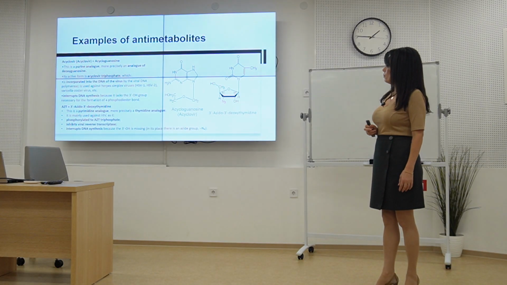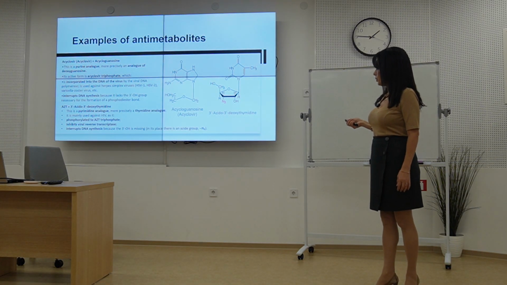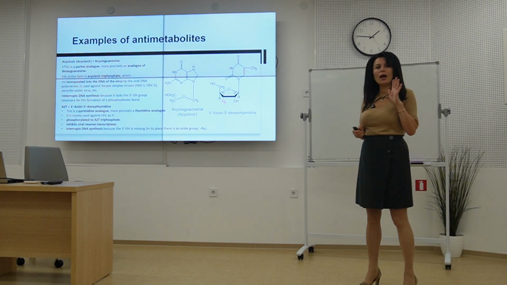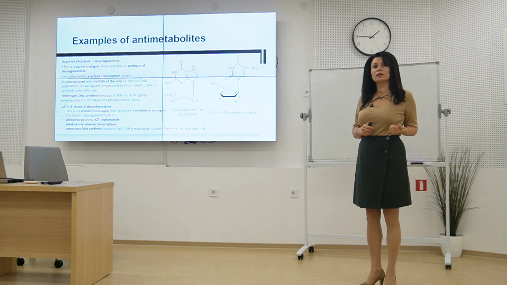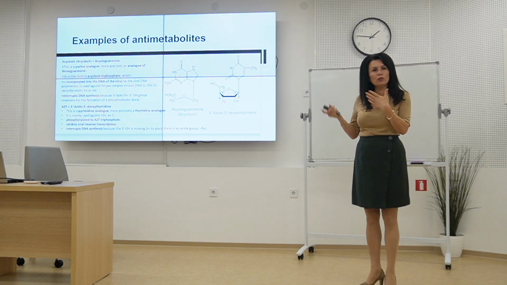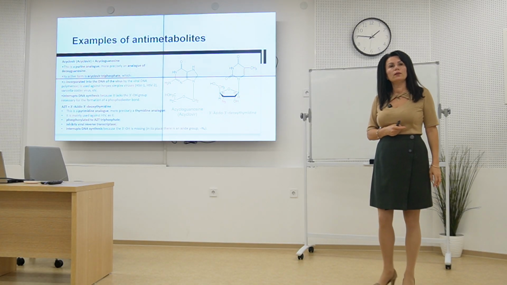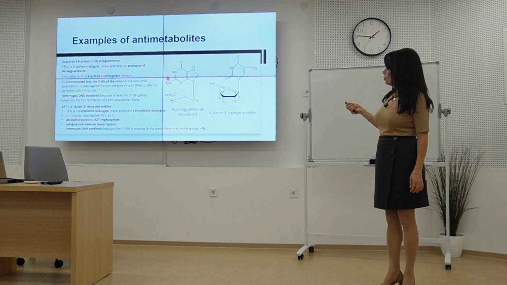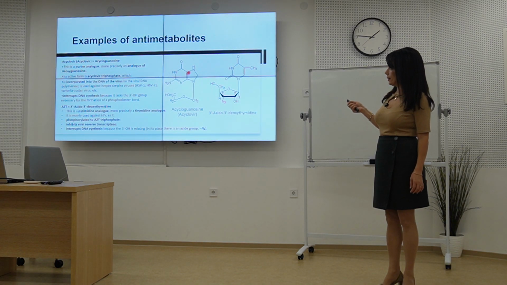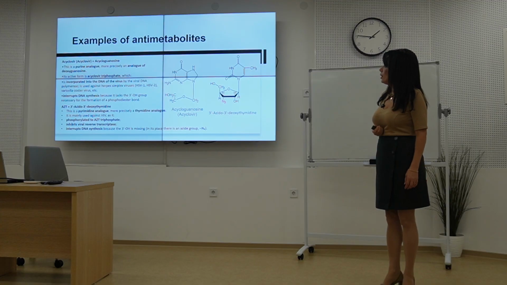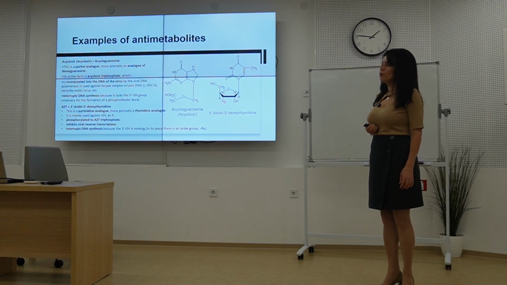The next example is acyclovir, this drug, which is a structural analog of which base, or which nucleoside is very similar to this drug. Which is this base? This base is guanine, but not the pentose. The pentose is not the same, and this drug is used as a purine analog.